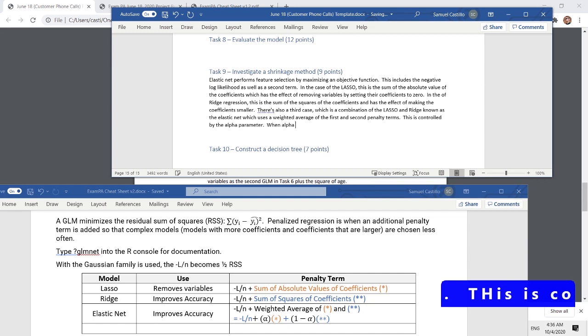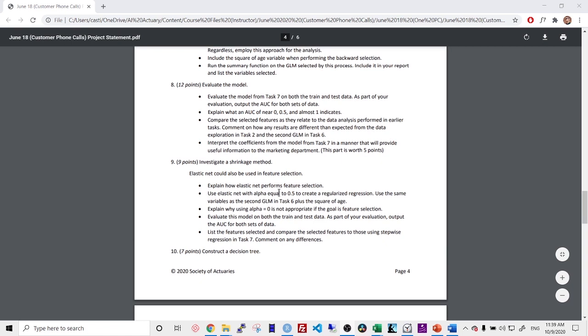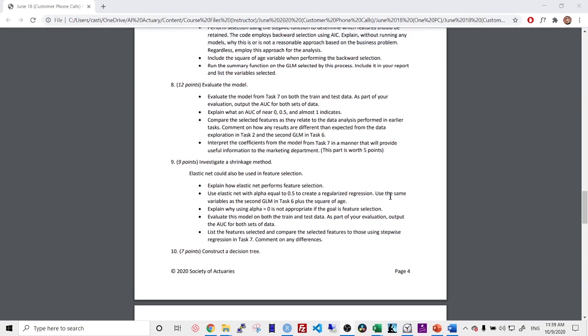When alpha is equal to 1, then the second term goes to 0. So you just have the absolute value, which means that you have the lasso. When alpha is equal to 0, the model is the ridge. Next: use ElasticNet with alpha equal to 0.5 to create a regularized regression. Use the same variables as the second GLM in task 6, plus the square of age.